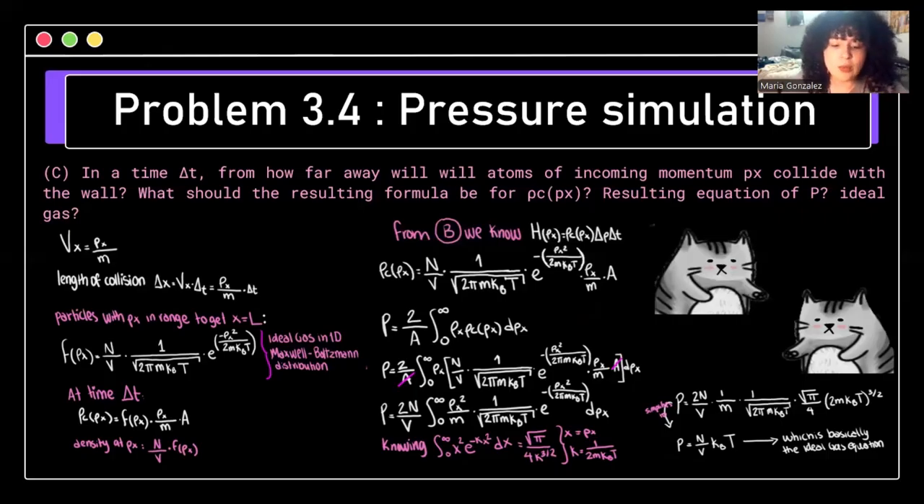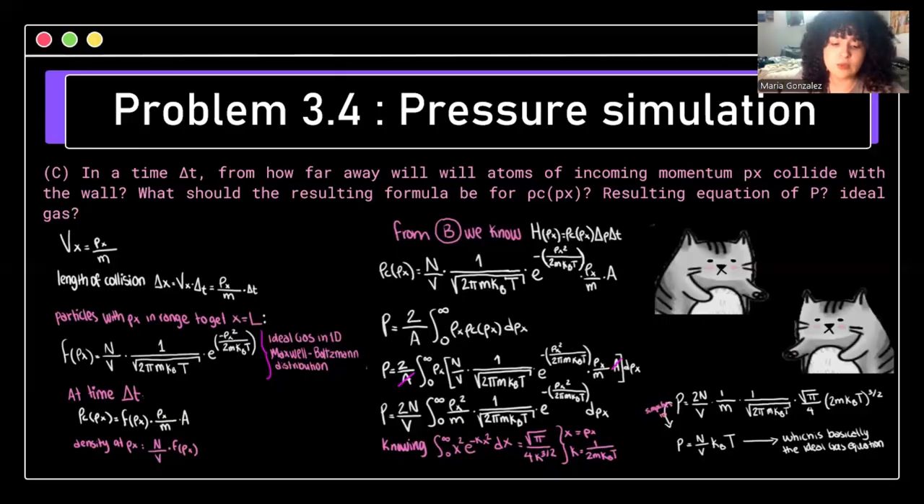Let's say we are standing next to the right wall of the box and watching carefully. We want to ask how many particles will actually hit the wall in that small slice of time, delta t, and from those, how much momentum they will transfer. Let's say we start with a single particle that has some x momentum, which we'll call px.